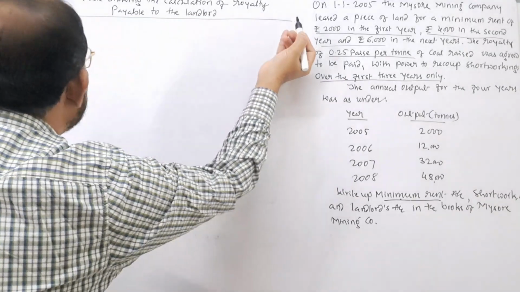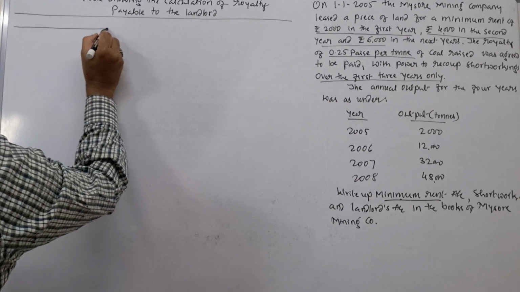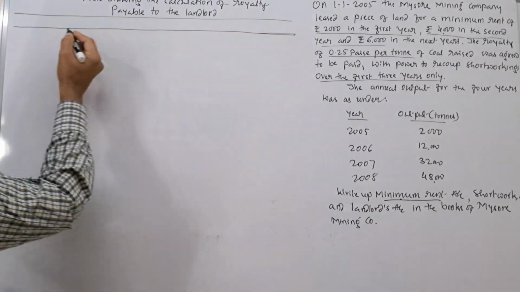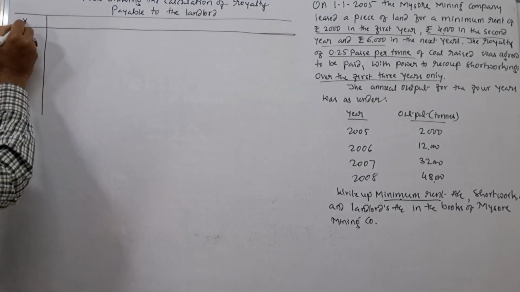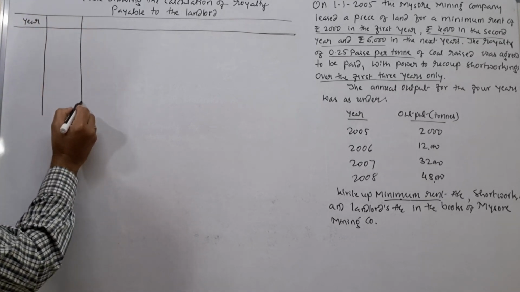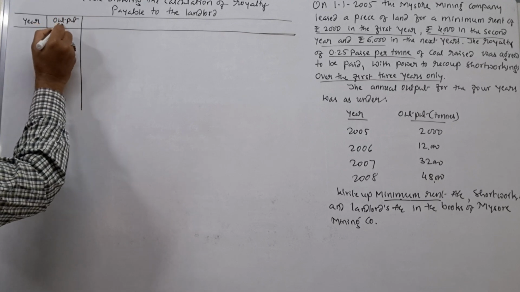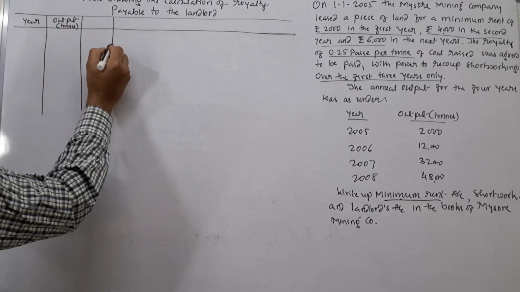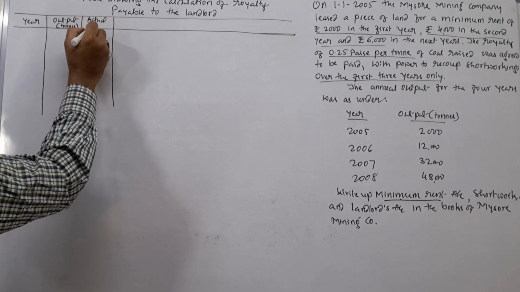If the name of the landlord is given, in that case you can also take his name. Okay, first column is year column, next one is output column. Output you write in tons. Next one is actual royalty, we write actual royalty in rupees.